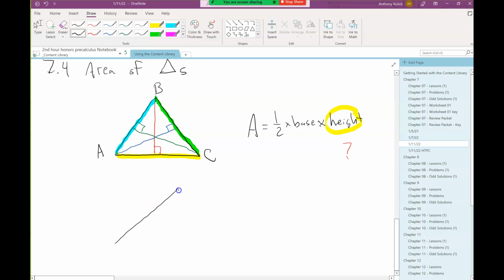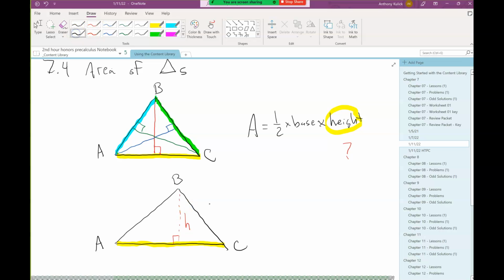So what could we do? Well, let's say we're going to fix AC as our base. So that's our height, is this red piece that I've drawn in there. I guess we should name these other pieces.